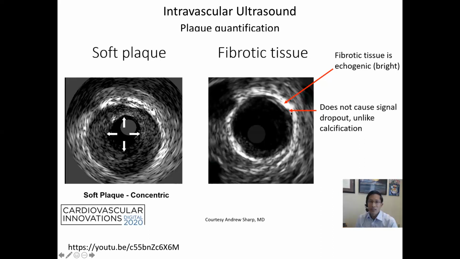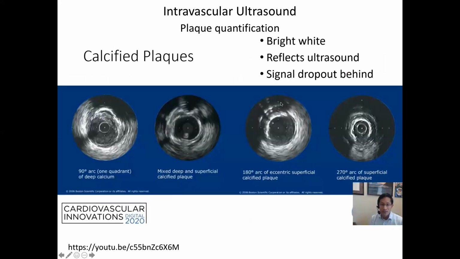Here, this really bright stuff out here is some fibrotic tissue, which is just outside the intima. And it's fibrotic because you can still see through it, right? It's not crystalline calcified tissue. This is what calcium looks like. And you can see I have this arc here of calcium, and here's my lumen. This looks like soft plaque right here, blood over here, and then calcium, and then behind it is this dark shadow. So it's calcium and it's not fibrosis.